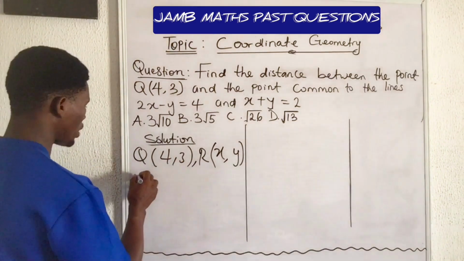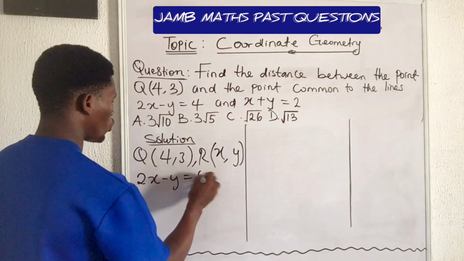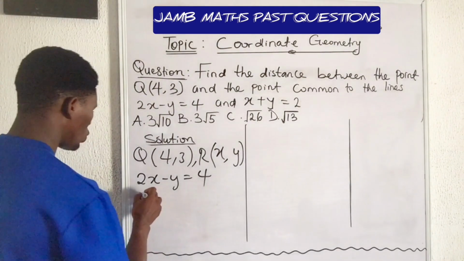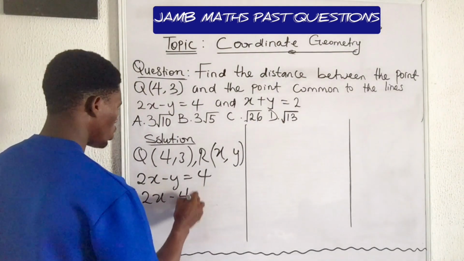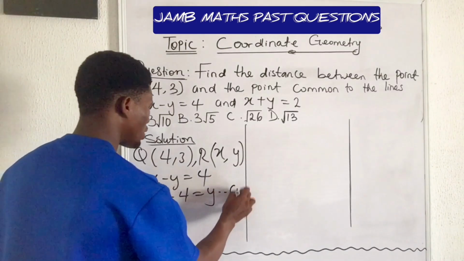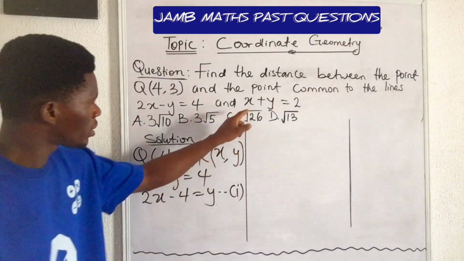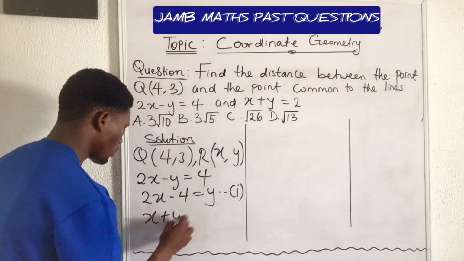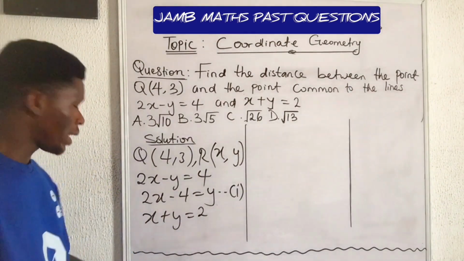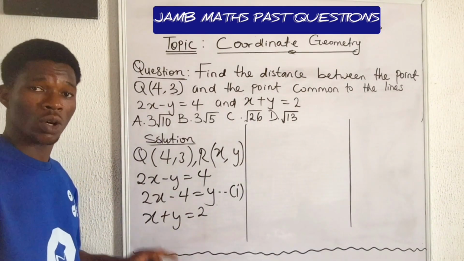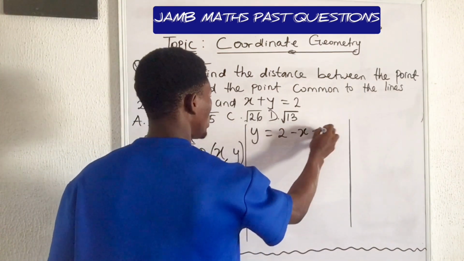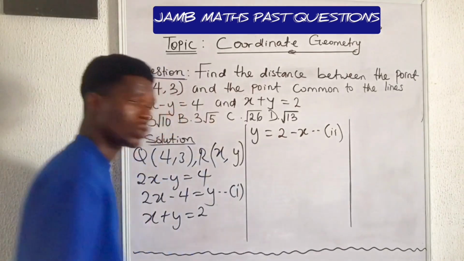So we have 2x minus y equals 4. Let's make y the subject of the formula here. So we have that 2x minus 4 equals y. Let's call that equation 1. And then let's take the second equation, which is x plus y equals 2. Let's make y the subject of the formula in this also. Then we have that y equals 2 minus x, and that is equation 2.